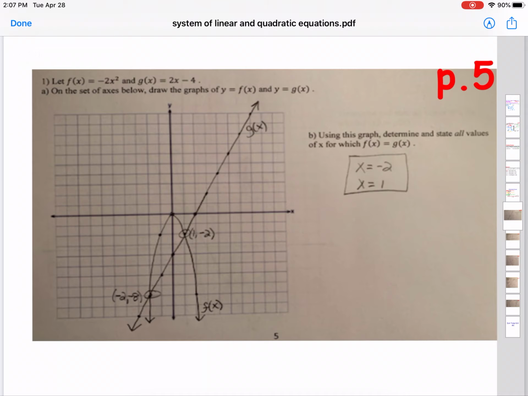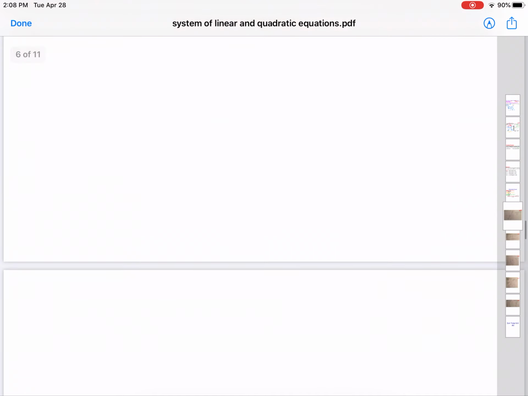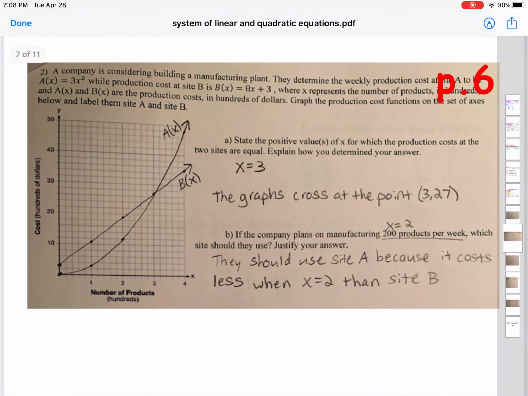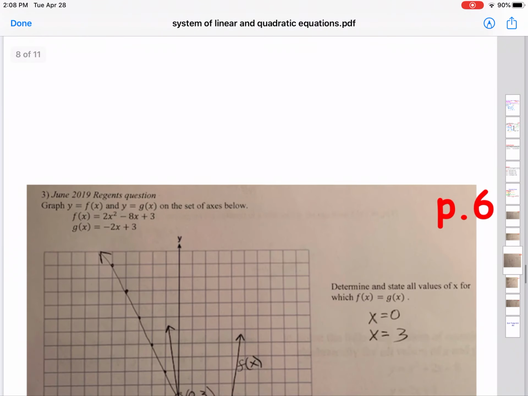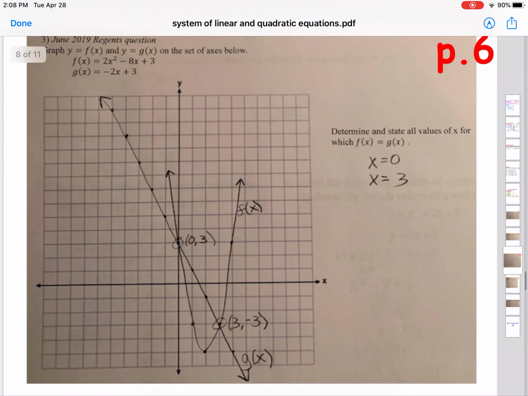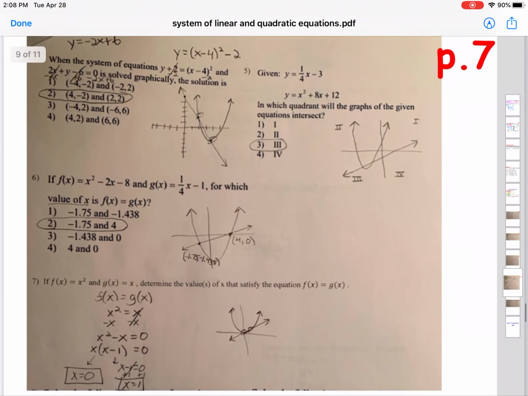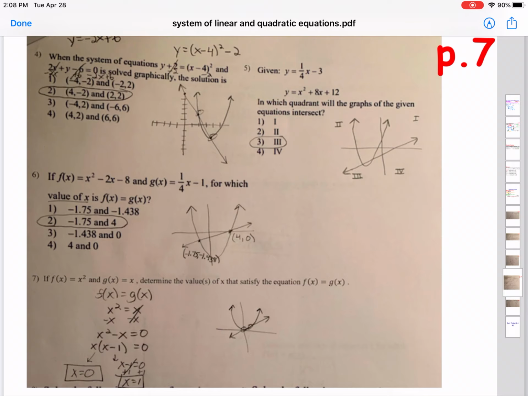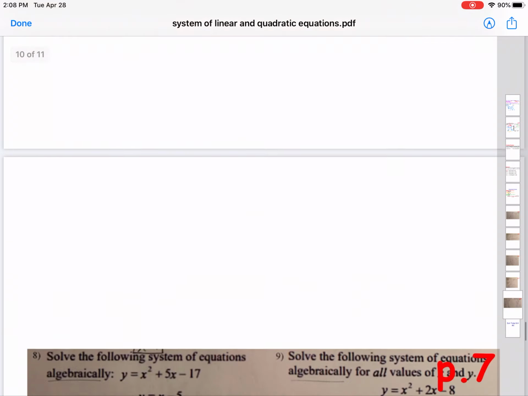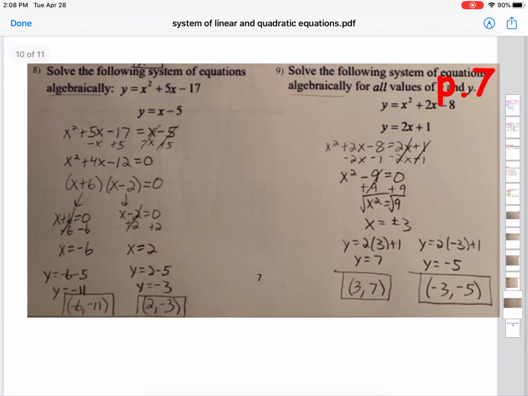Here's number 1 on page 5. Here is number 2 on page 6. Here is number 3 on page 6. Here is numbers 4 through 7 on page 7. And here are numbers 8 and 9 on page 7.